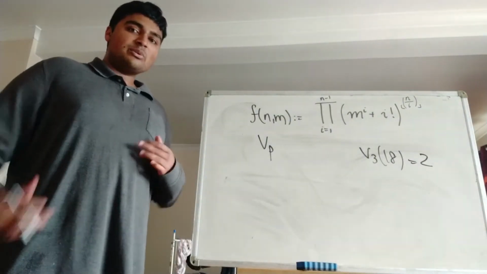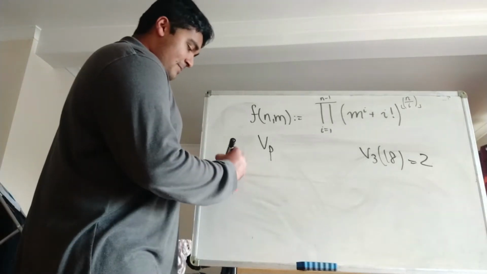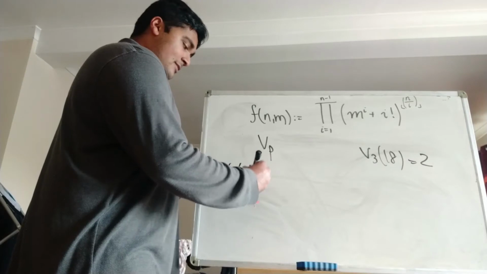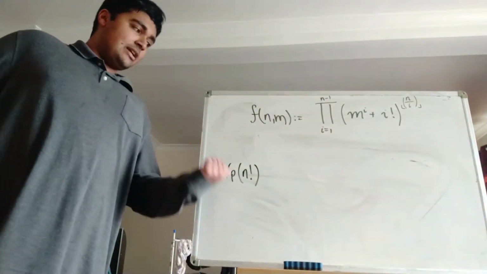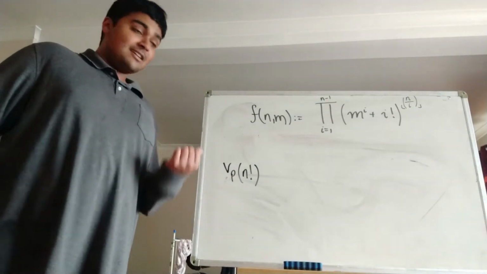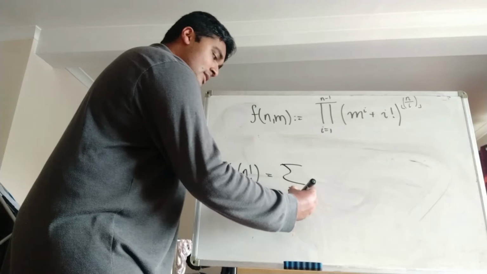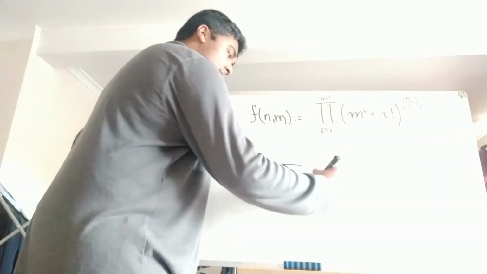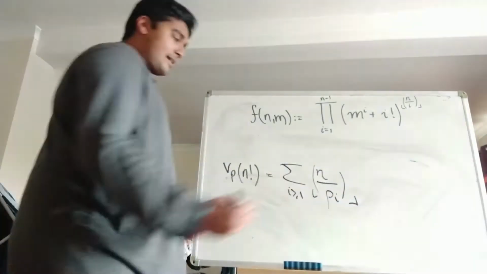The next thing I want to do is find an upper bound of v_p of n factorial. Now this guy here, we can actually write out explicitly in terms of an infinite series. This is the sum from i equals 1 to infinity of n divided by p to the i, but then we take the floor of that guy there.